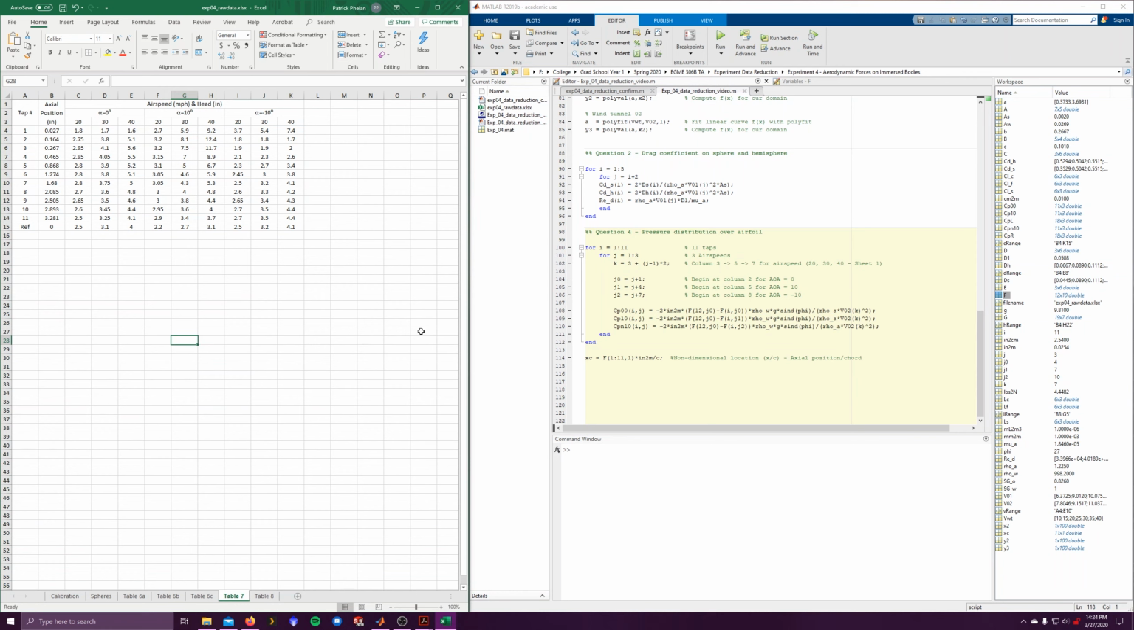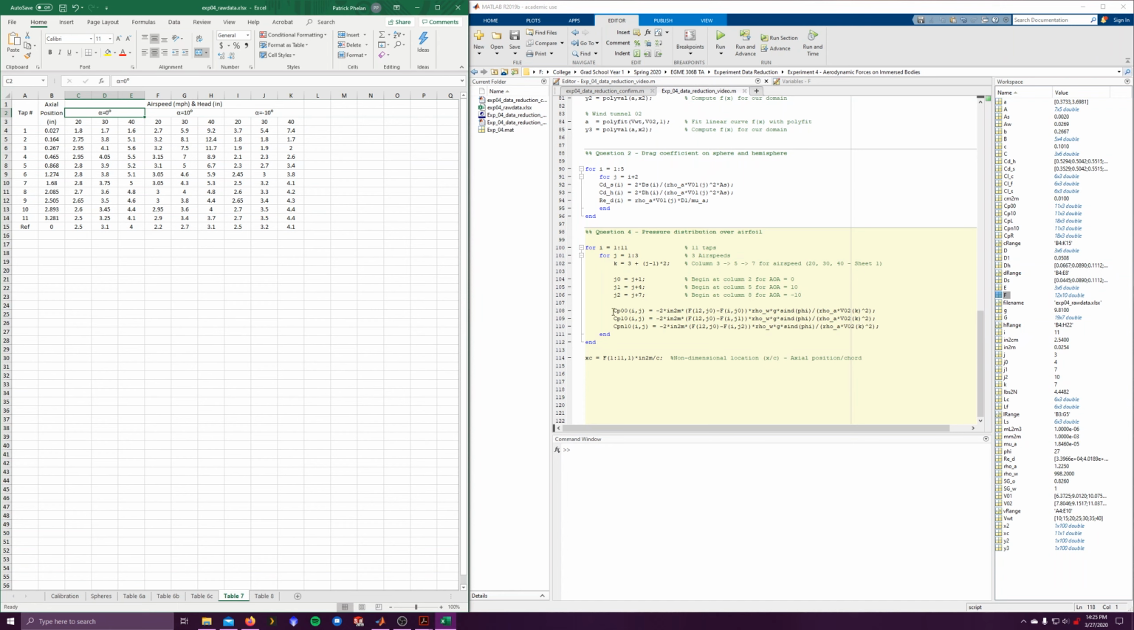So let's talk about the for loops that we have here. We have for i equals 1 to 11. That's because we have 11 taps. Again, we imported all of this, so we have our 11 taps here. And then we have for j equals 1 to 3, because we had 3 airspeeds. We have 20, 30, and 40 miles per hour. And we also had 3 different angles of attack, 0, 10, and minus 10.